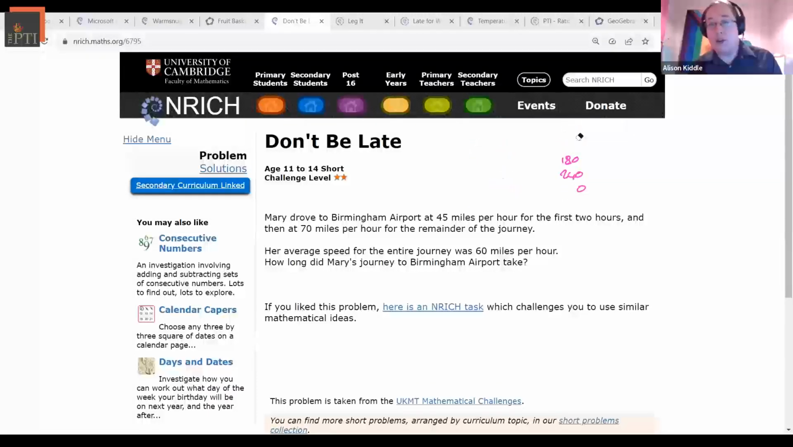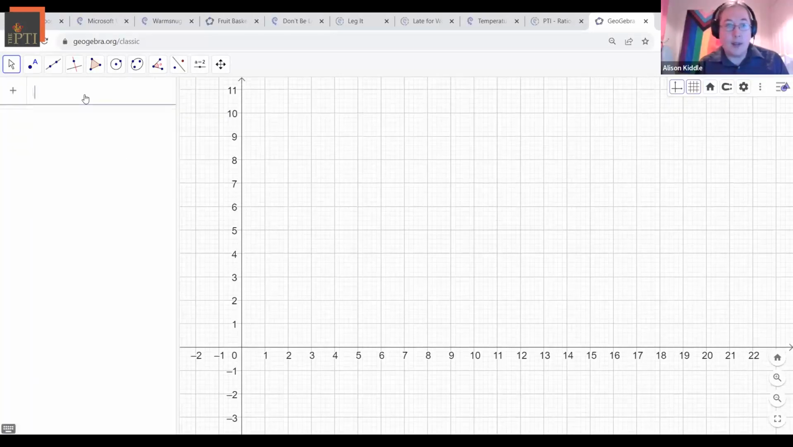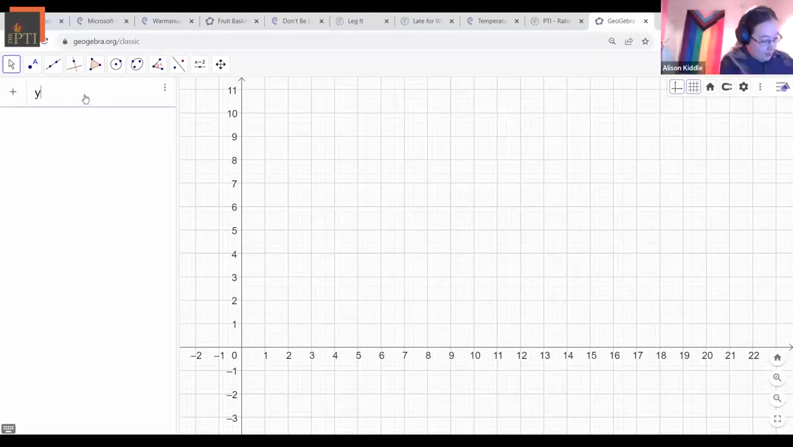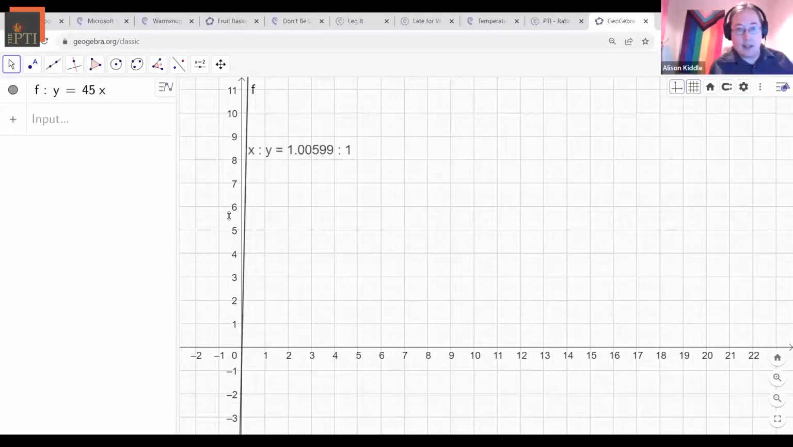Another way that you could encourage students to think about this, I'm just going to pop over to GeoGebra for a moment, because I can use some graphical methods. If I'm going at 45 miles an hour initially, I can plot the graph y equals 45x, and then I'm going to need to do some zooming on the axis here.